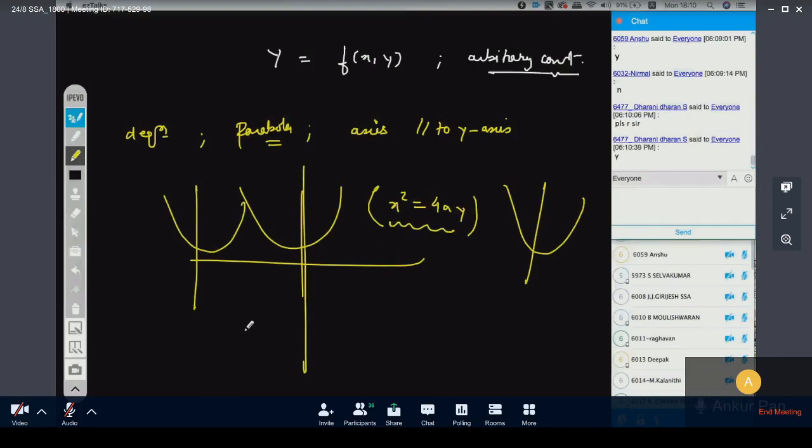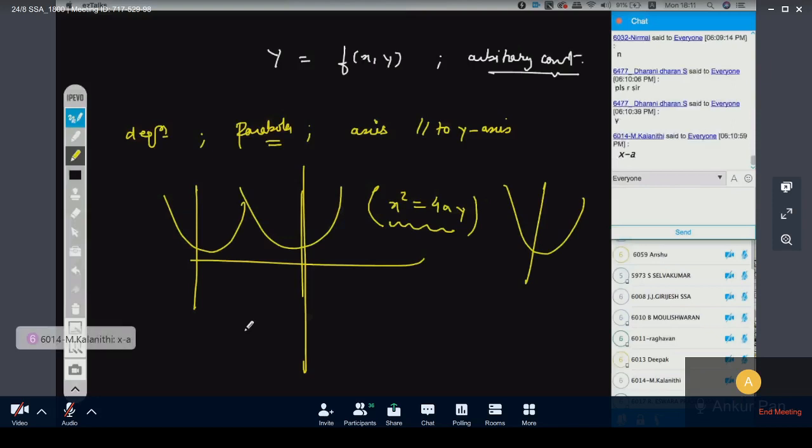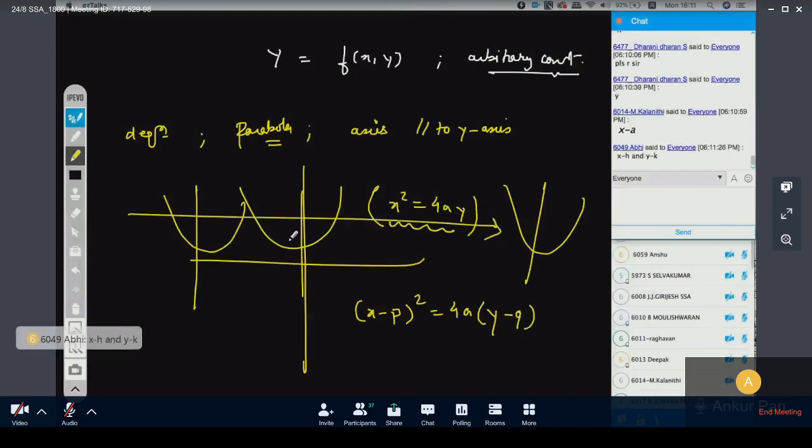So what change should you bring? As we have an a here, I'll rather go for x minus p. Yes or no? Similarly, don't you think there should be y minus q as well? The parabola should be adjustable here and adjustable here, right or not? Clear? Easy.